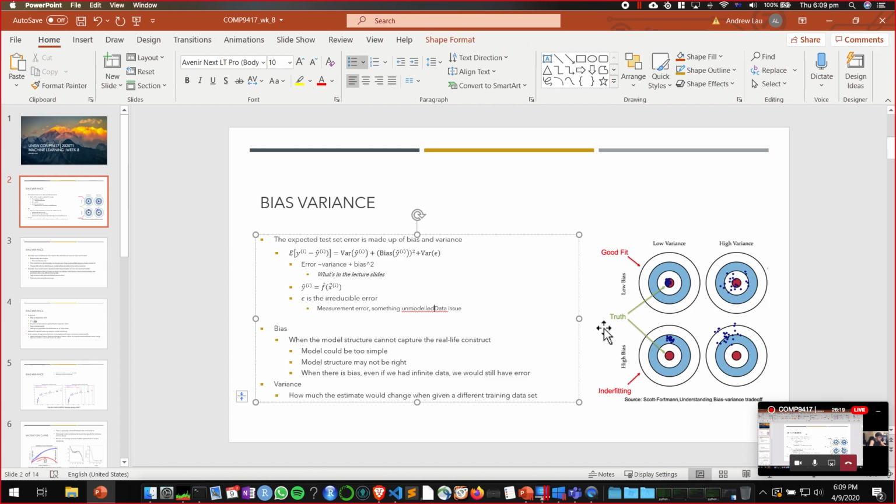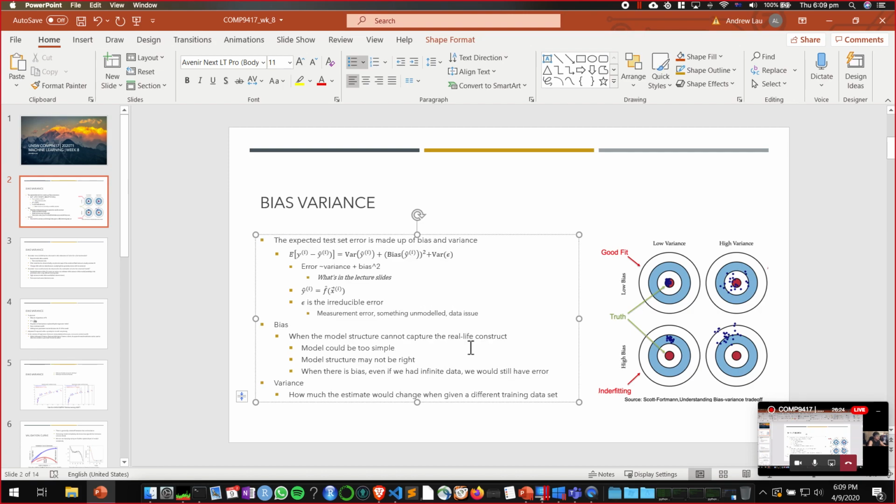Something modeled. It could be a data issue. Or, to an extent, it could just be the inability of the model to capture it. Often things in real life are quite complex, right? And when you simplify it down to, say, a data table, there's going to be some information lost there, right? So this epsilon, that irreducible error, captures all that residual that's left over. You don't have to worry about it too much, but it is something to be aware of, right?